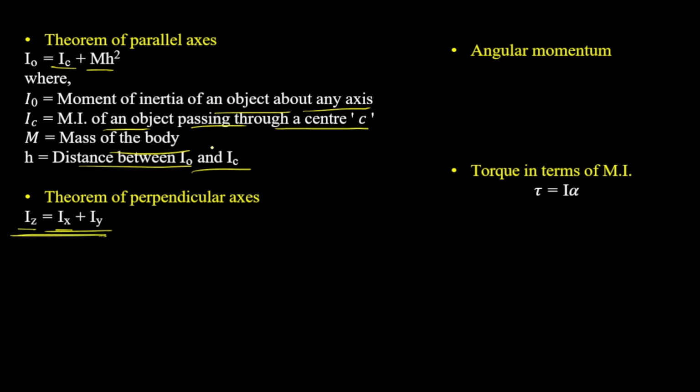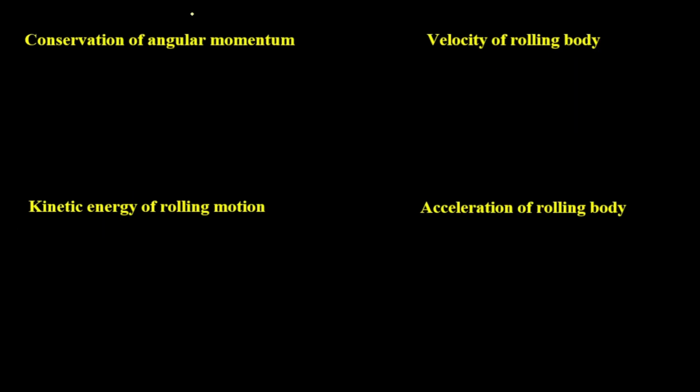This is the theorem. Angular momentum, L is equal to r cross p, which is L is equal to r p sine theta, or it can be L is equal to I into omega. Tau is equal to I alpha, torque in terms of moment of inertia. Conservation of angular momentum. Tau is equal to dL by dt. And kinetic energy of rolling motion.